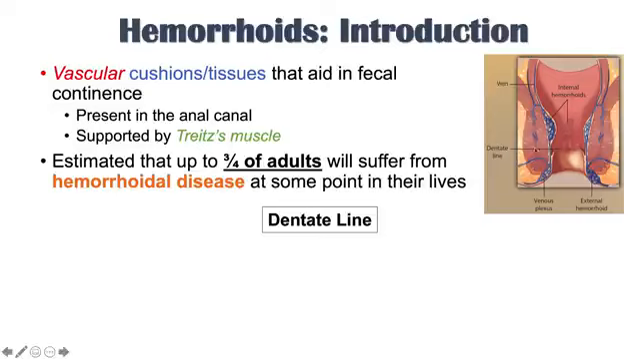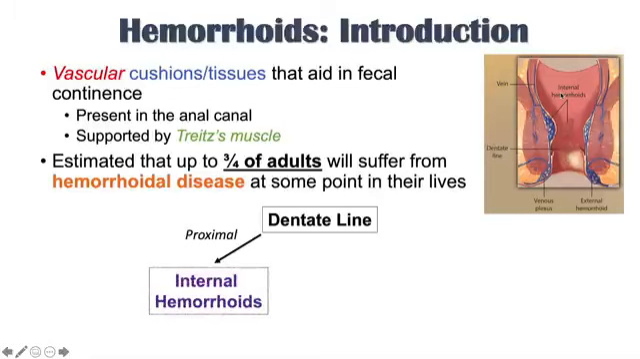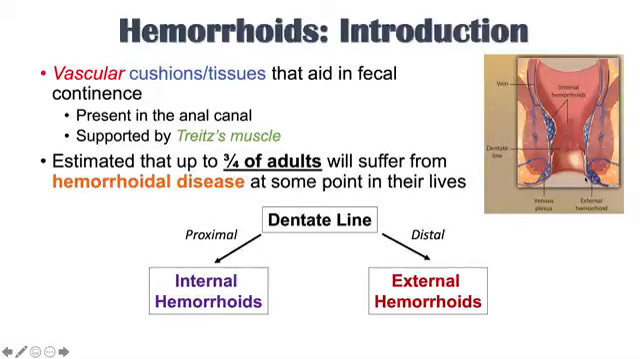So in this diagram I showed you before, there is something denoted the dentate line. And this is how internal and external hemorrhoids are defined, by the location relative to this dentate line. If the hemorrhoids are proximal, or in this diagram above the dentate line, they are known as internal hemorrhoids. And if the hemorrhoids are distal to the dentate line, or in this diagram below the dentate line, they are known as external hemorrhoids. And from now on, when I refer to internal and external hemorrhoids, I'm referring to the signs and symptoms associated with hemorrhoidal disease or issues of the internal and external hemorrhoids.